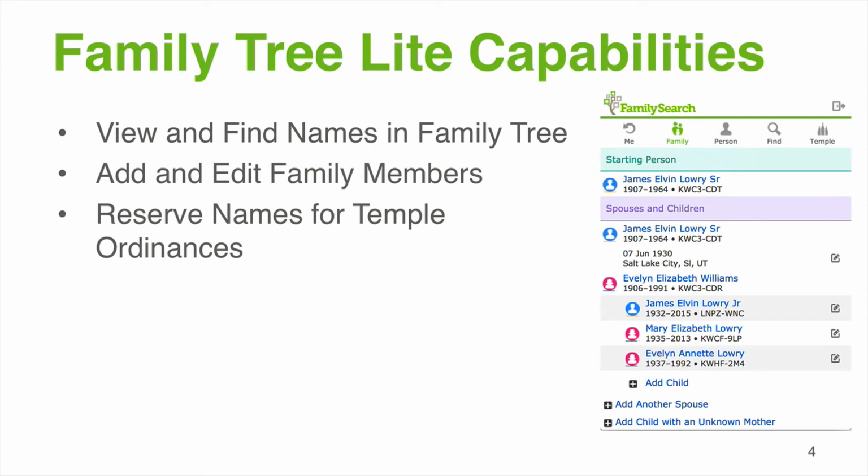Some of the capabilities inside Family Tree Lite are to view and find names in the family tree. You can add and edit family members and reserve names for temple ordinances, all within Family Tree Lite. Again, it's right on your phone, so regardless of where you're at, you can bring it up on your phone, load out your 4 generations, 12 generations, or go to a particular individual in the tree, add additional information for them, and reserve the temple ordinances.